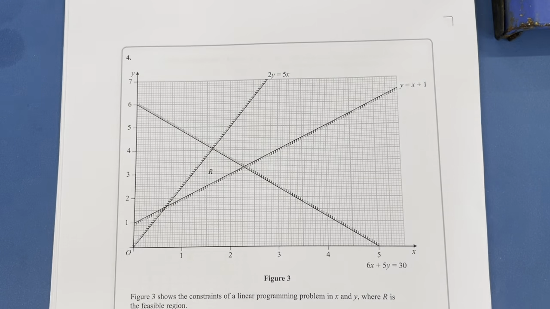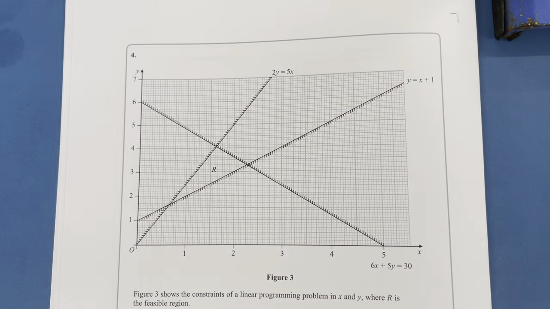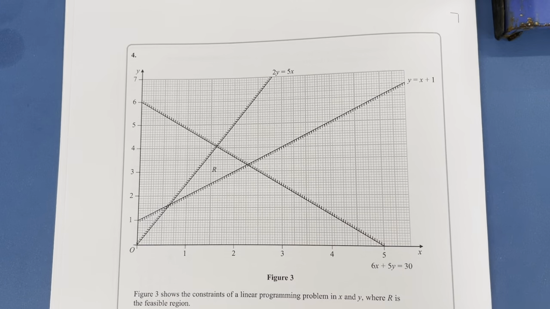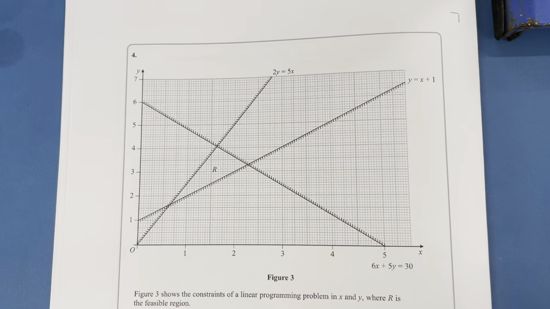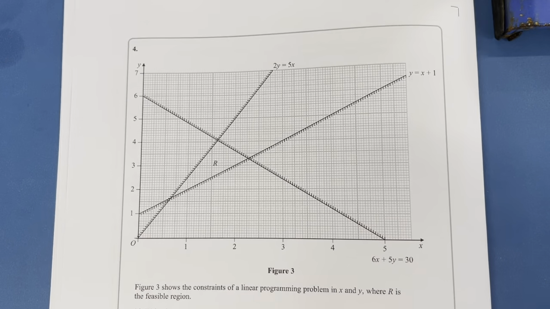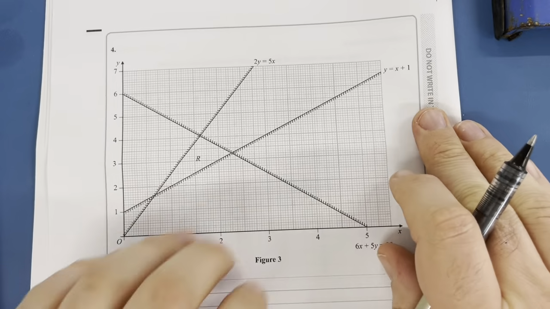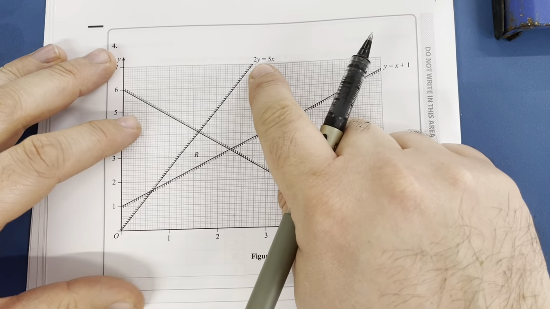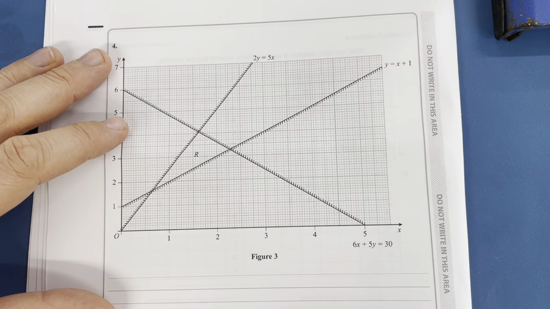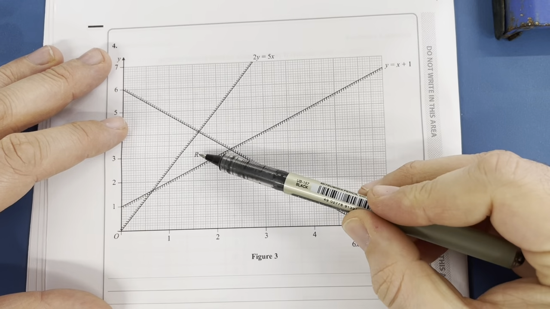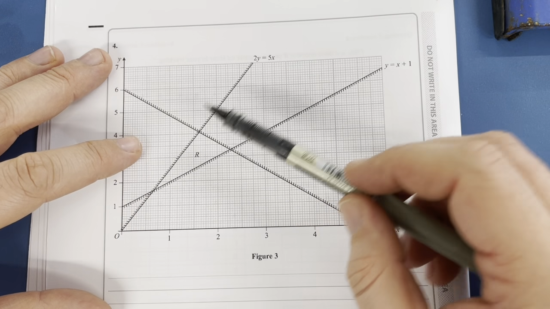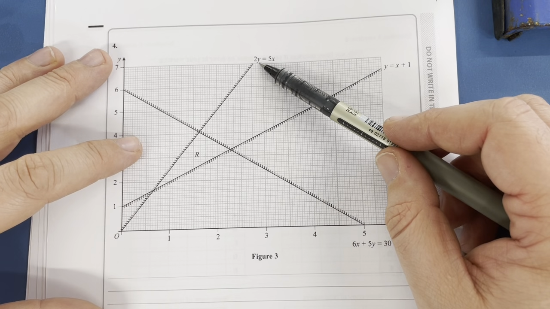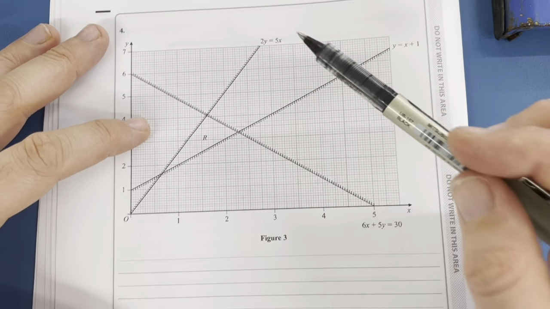Figure 3 shows the constraints of a linear programming problem in X and Y, where R is the feasible region. Write down the inequalities that define R. Okay, I've got a copy of it here. So, this one here, you can decide if it's less than or greater than. The other two are fine because I can just check the origin. But this one, this line goes through the origin, so just be a little bit careful. I want 2y to be less than 5x.